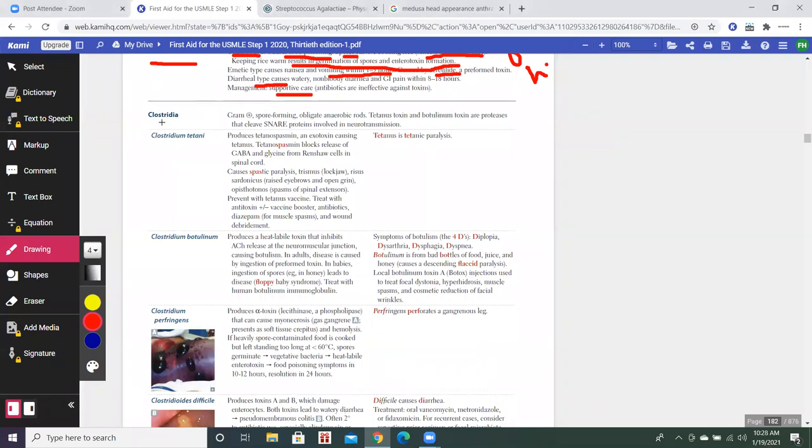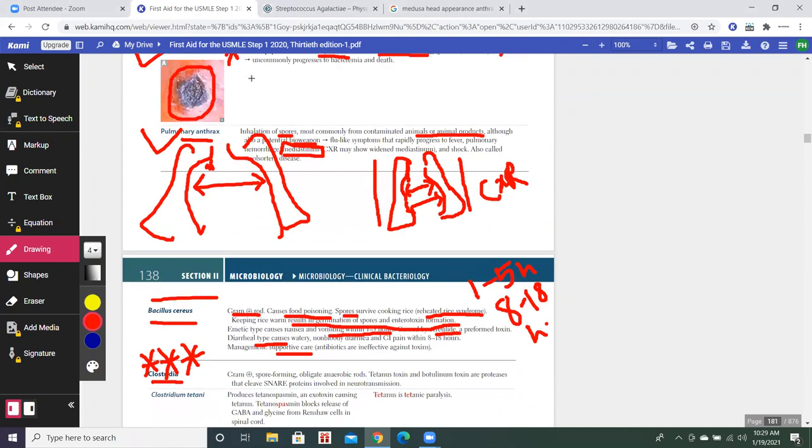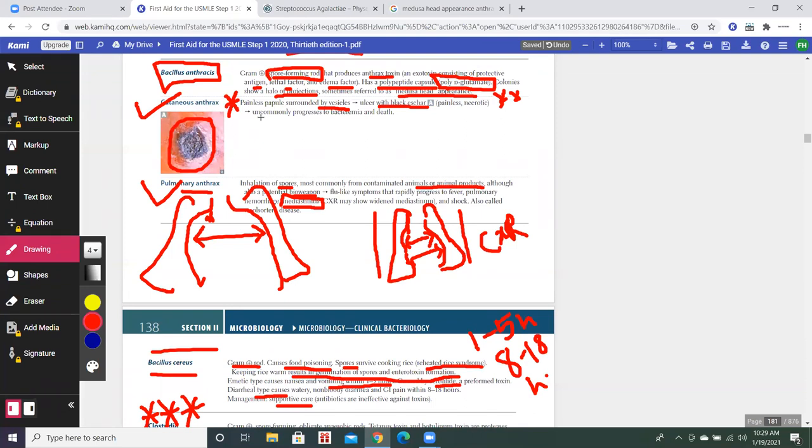Okay, Clostridium. Clostridium is one of the highest yield organisms which we will talk about right now. First of all, Clostridium, gram positive or gram negative? Fast answers, please. Gram positive. Bacillus, cocci, or branching filament? Bacillus. Aerobic or anaerobic? Anaerobic, very good. Spore forming or not spore forming? Okay. So let me talk about these organisms on a blank page at first.